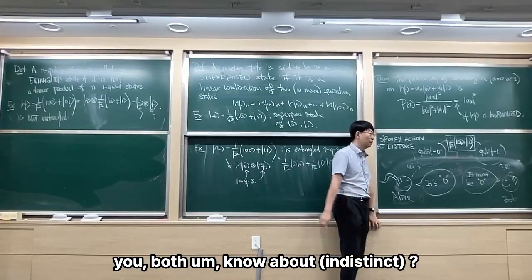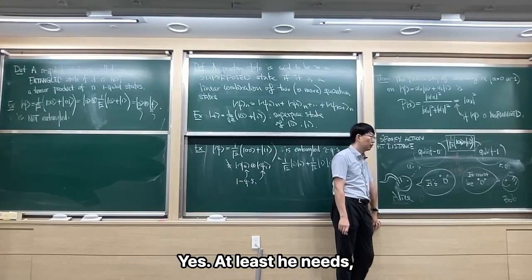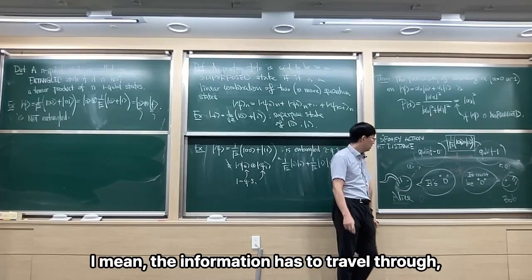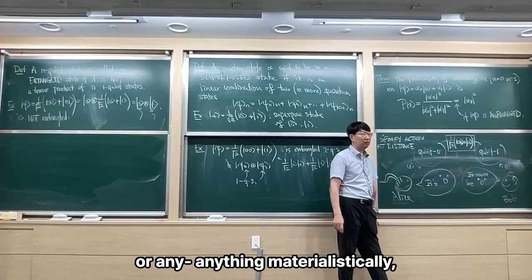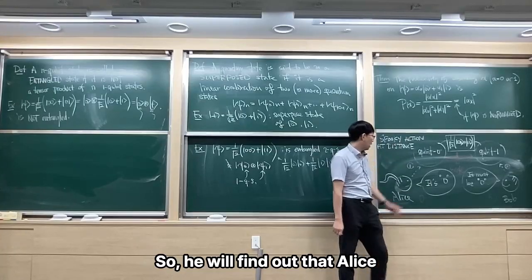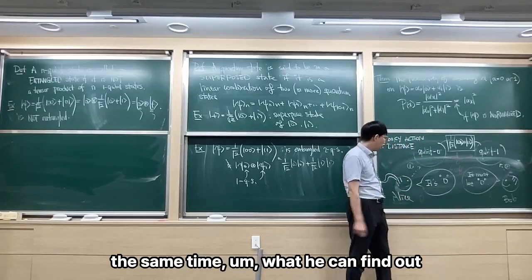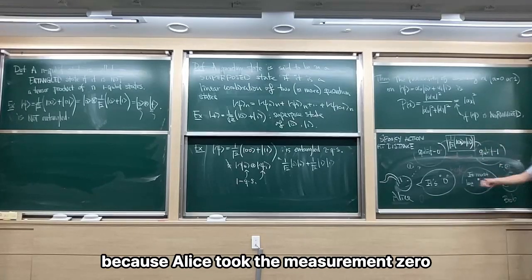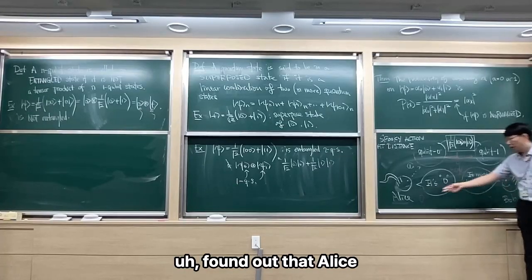Bob knows that Alice observed zero after a time of d over c. Yes, at least he needs some time, because the information has to travel through, let's say, wire or electric communication or anything materialistically. Then he needs more time than d over c. So he will find out that Alice observed zero after he took a measurement, right? I mean, even if he claims that he took the measurement at the same time, what he can find out is that the entangled state works because Alice took the measurement zero and Bob took the measurement later, way later. Bob found out that Alice got zero and he got also zero.